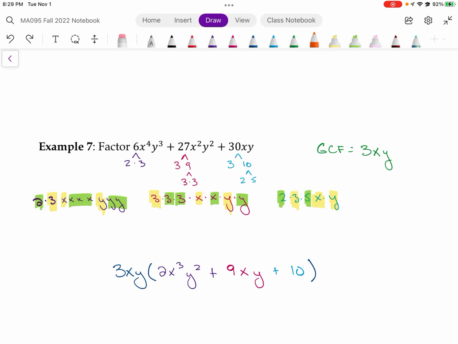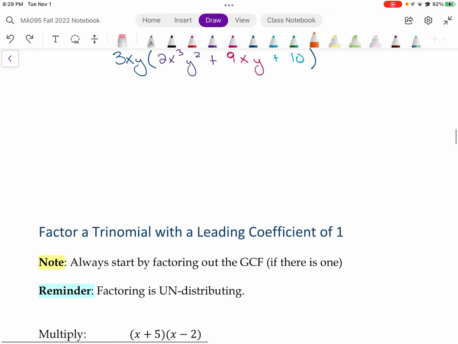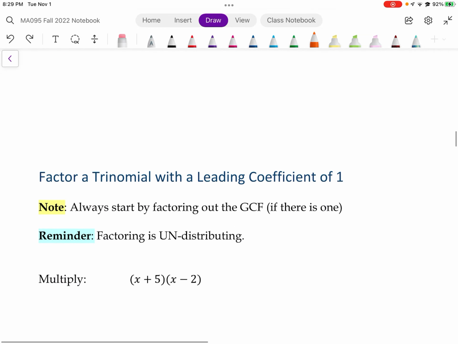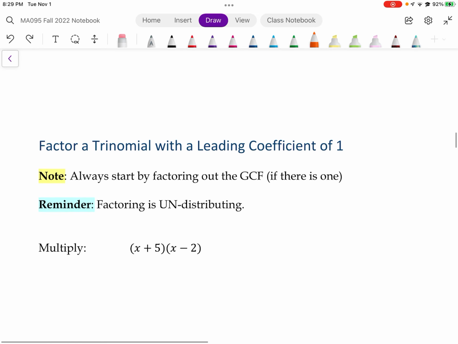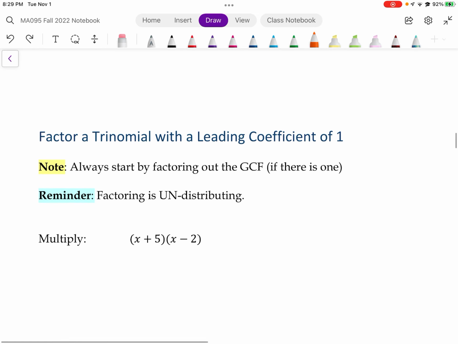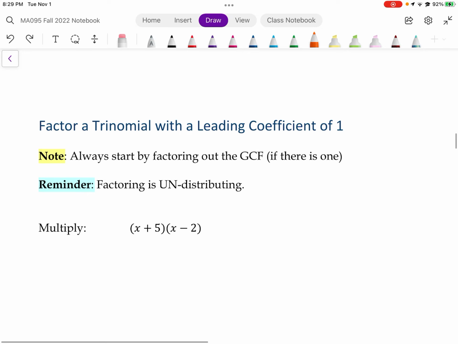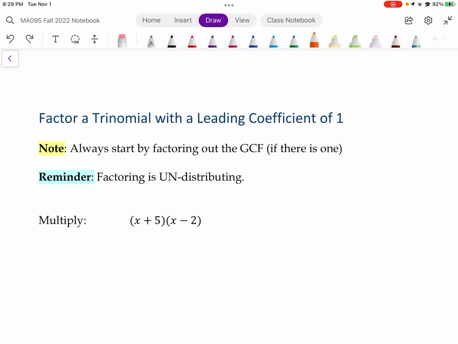Okay. All right, so factor a trinomial with a leading coefficient of 1. So always start by factoring out the greatest common factor if there is one. And remember that factoring is just undistributing. So let's start by just multiplying this, just so we can talk about undoing it. So this is distributing. Next, we're going to take it and we're going to factor it back out. And I want you to see that we're just doing the opposite.